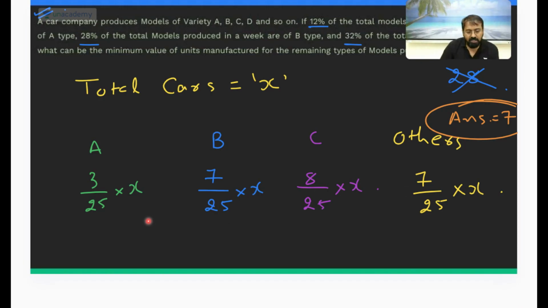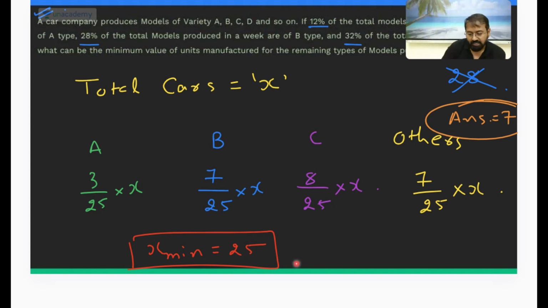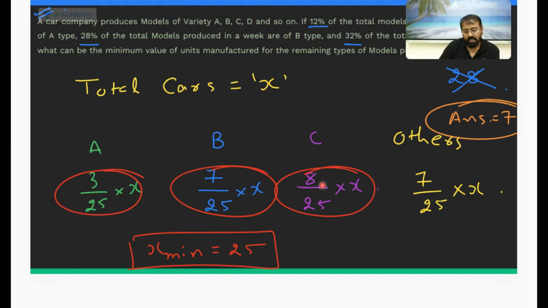Now, can I say the minimum value of X that I need to take is 25? Minimum value of X that I need to take is 25. Yes, because only then these will be integer values. You all agree, everyone?